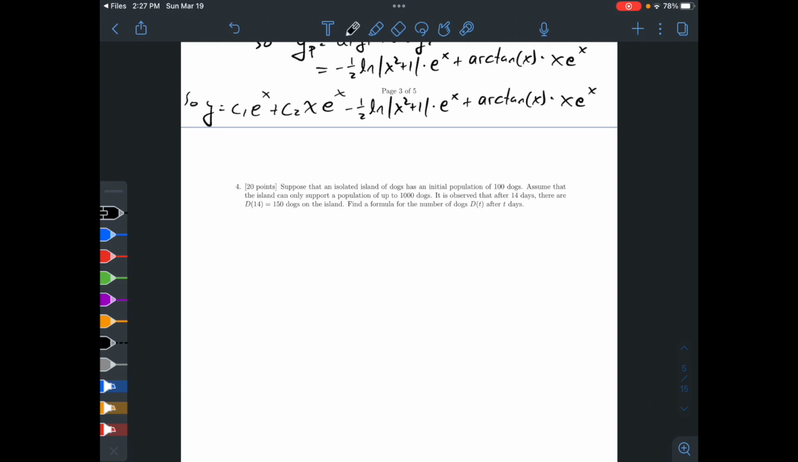So we're on an isolated island of dogs that has some initial population of 100 dogs, and the island can only support a population of up to 1,000 dogs. It is observed that after 14 days, there are 150 dogs on the island. We want to find a formula for the number of dogs after t days.